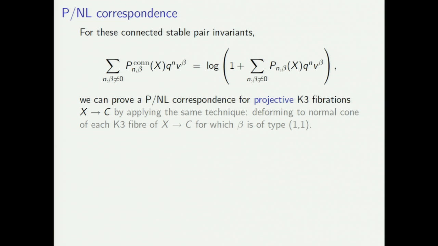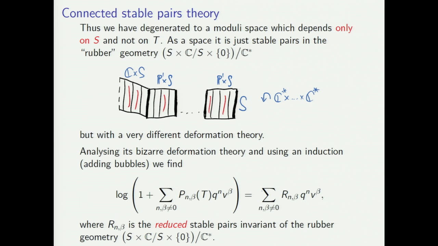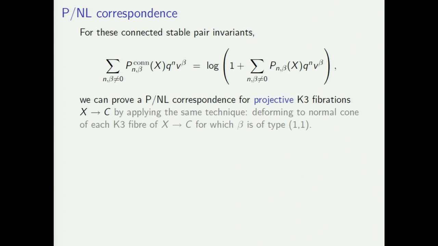Okay, so we can't do that for ordinary stable pairs because that counts disconnected curves. So it doesn't work. You get a curve which lies on two fibers at once, so that's not going to work. But with these connected curves, which are defined by this log formula here, so you take these connected invariants just formally by taking logs, we're going to prove a correspondence for these guys. Okay? So the way you do it is you do exactly the same technique. You degenerate, you take this guy, every time you see a fiber which can have curves in it, you deform it to its normal cone.